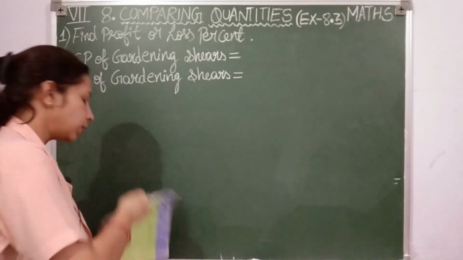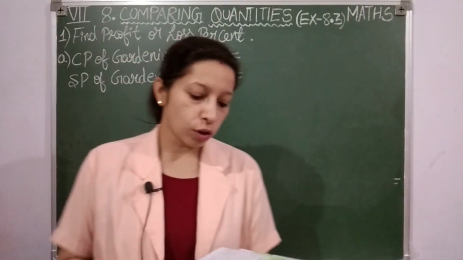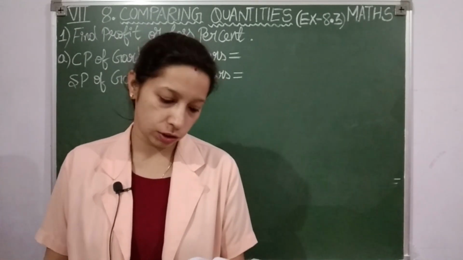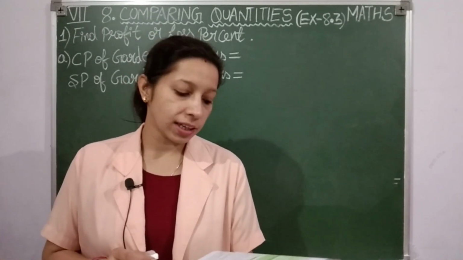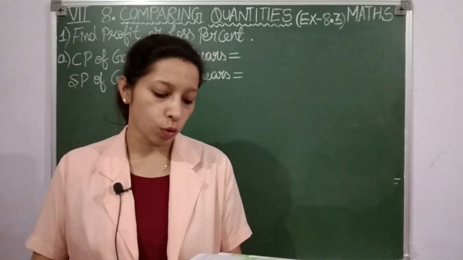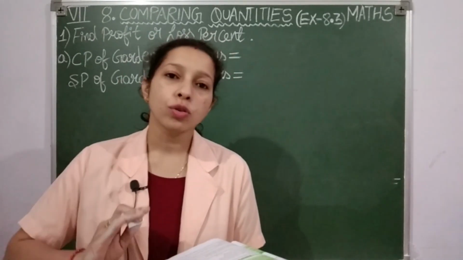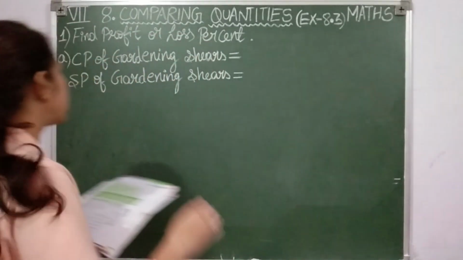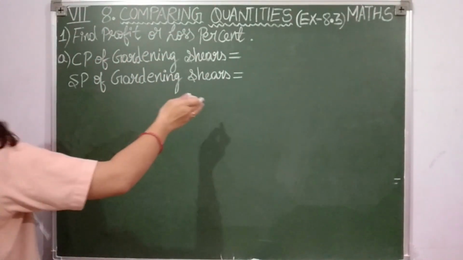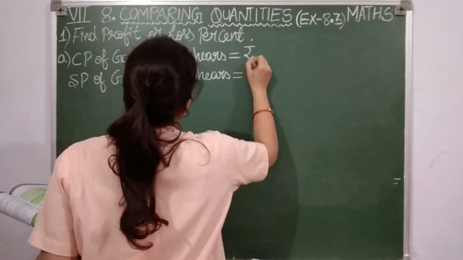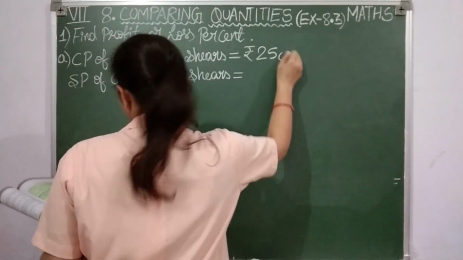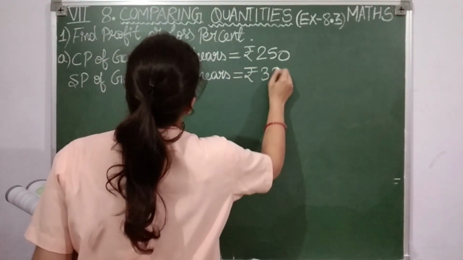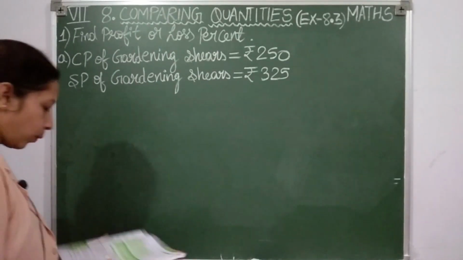So students, first question is, tell what is the profit or loss in the following transactions. Also find profit percent or loss percent in each case. First point is, gardening shears bought for rupees 250 and sold for rupees 325. So students, the price at which something is bought is known as cost price. So that's why here I have written cost price of gardening shears. Cost price is rupees 250 and it is sold for rupees 325. So selling price of gardening shears is rupees 325.